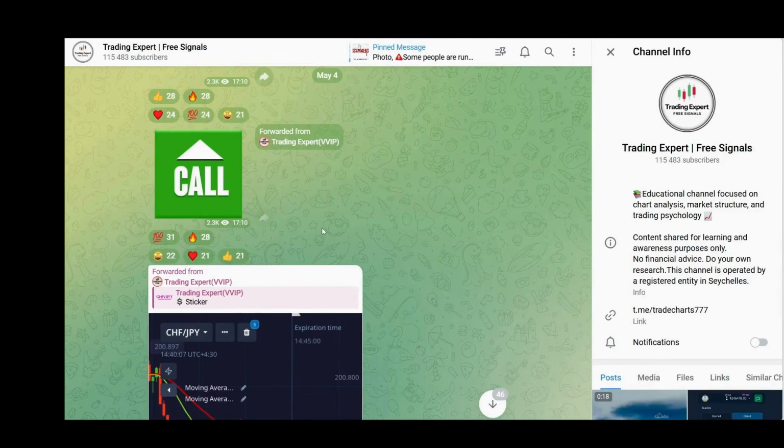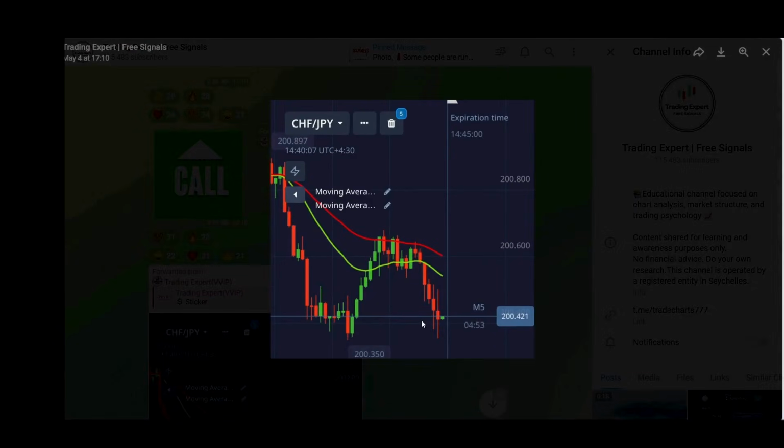Moving on to the next trade, which we provided on CHFJPY for an upside move in the VIP group. You can clearly see the support level here, which is why we provided a signal for the upside move, and this was also a clean win.